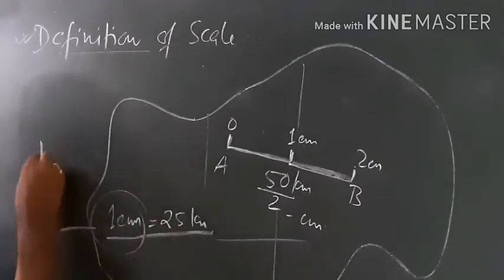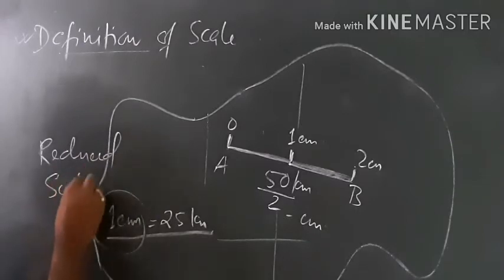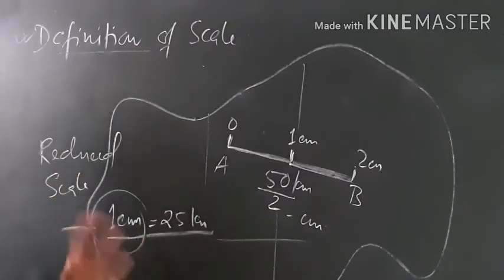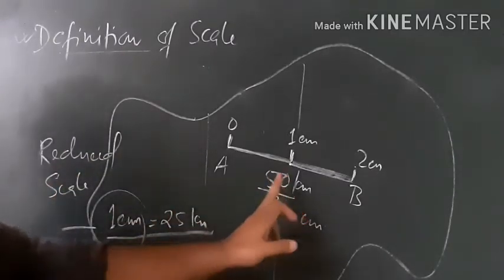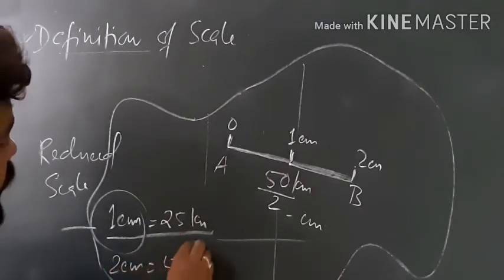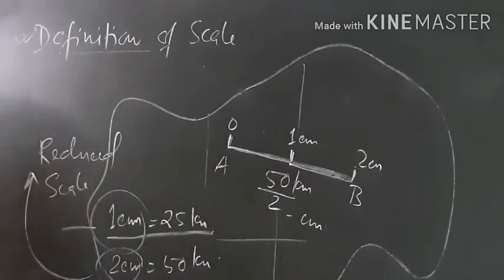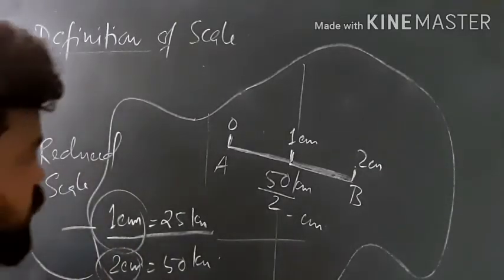So this 1 centimeter is the reduced scale. Reduced scale, right? So that is the ratio. Ratio means we are making the ratio between this 50 kilometers and the 1 centimeter. That means 1 centimeter represents 25 kilometers. Again, 2 centimeters is equal to 50 kilometers. This 2 centimeters is the reduced scale. Understood? It is very easy.